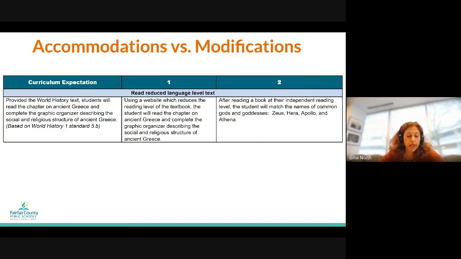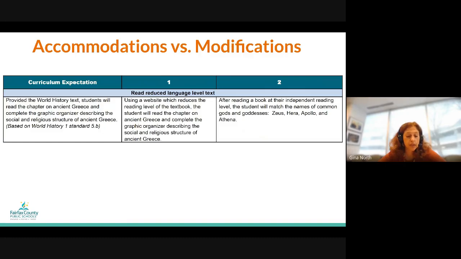Which one is the accommodation and which one is the modification? If we go back to the definition of each, we will notice that how the student learns the material is different in column 1. Here the student is using a text at a reading level lower than that of the world history text and at their own independent reading level. But the task is still the same. The student is still expected to complete the graphic organizer and describe the social and religious culture of ancient Greece. This is an accommodation.